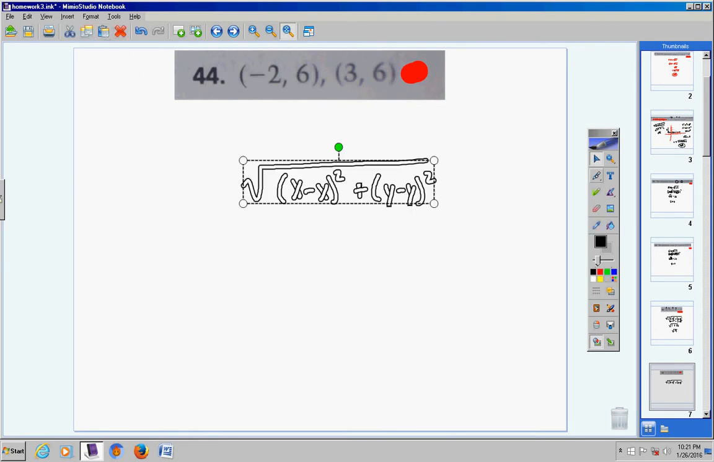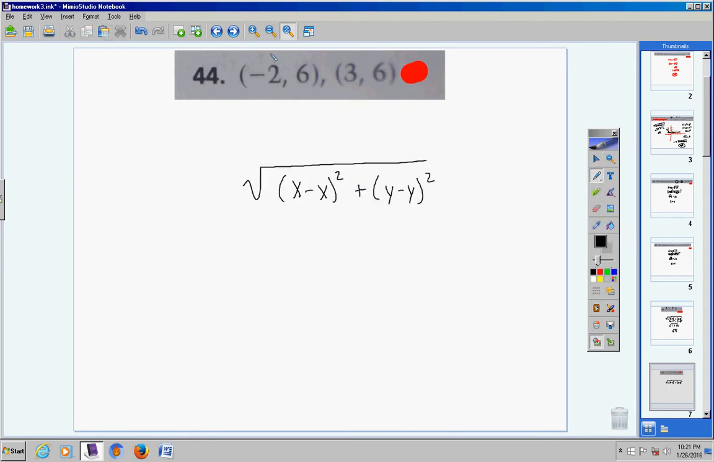Alright, let's find the distance between these 2 points. Sorry, excuse me, here's my x and my x, so negative 2 minus 3. Here's my y and my y, so 6 minus 6.